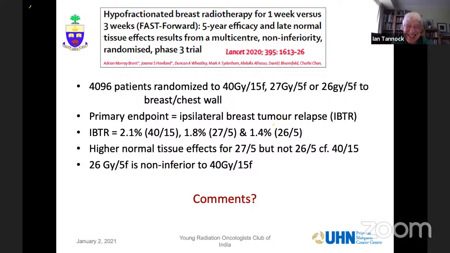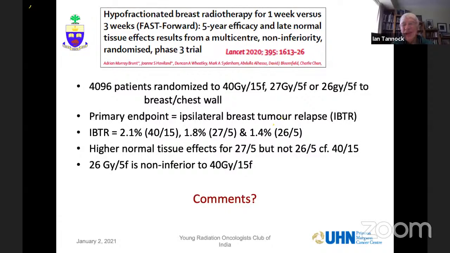But the design, Professor Yarnold, who was one of the investigators in this study, also helped with our hypoadjuvant study design. Yeah, I know him. Yeah, and David Bloomfield, who was an author, was a fellow with me.